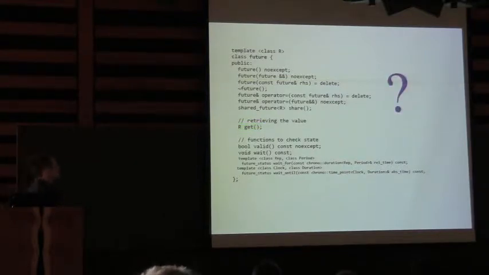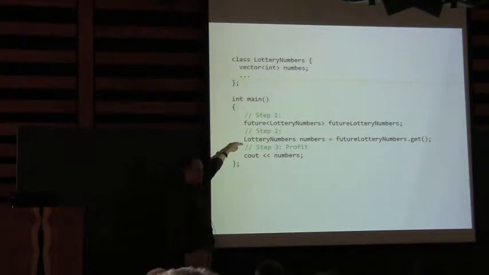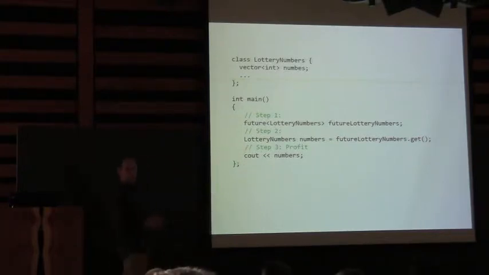So does this class make sense? You look at this class and you say, okay, great. I can construct one and move them around and get a value out. I can just get values out. I can't put values in, which is kind of weird. But then it dawned on me, oh, I understand how this class works. You create your lottery number class, which maybe is a vector of numbers. And you create future lottery numbers. Then you get the lottery numbers from the future, and then you print them out. Awesome, right?